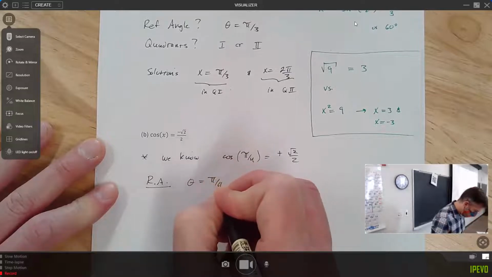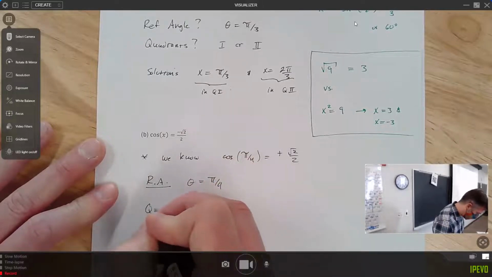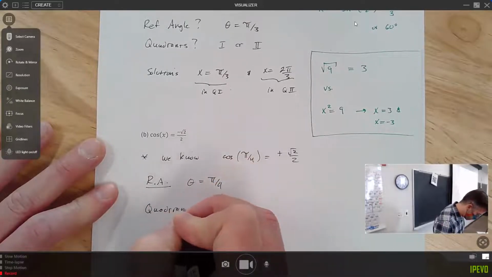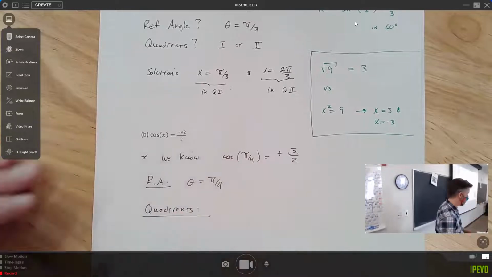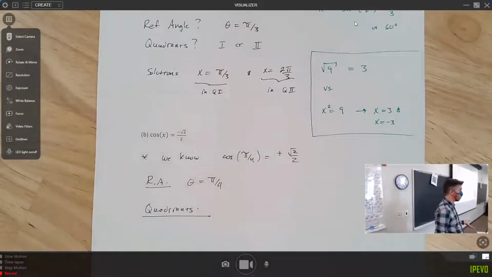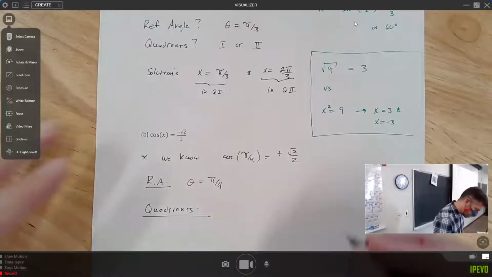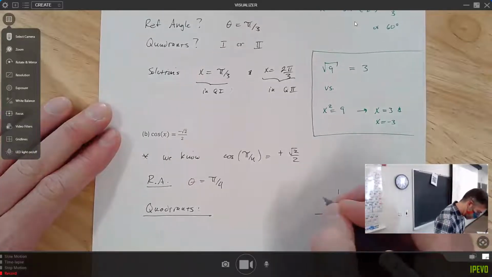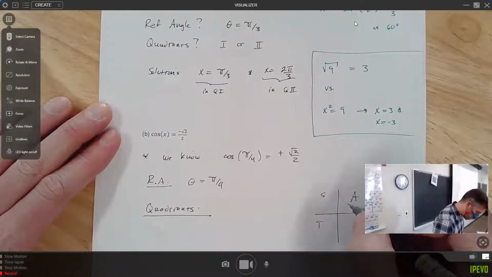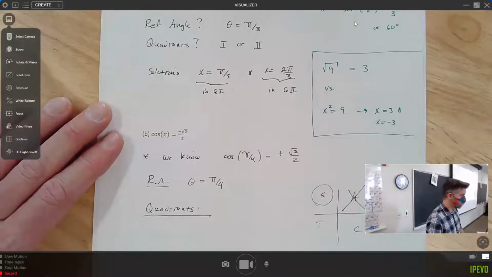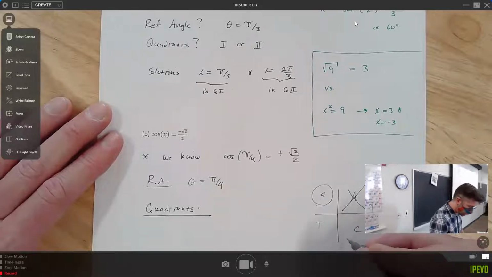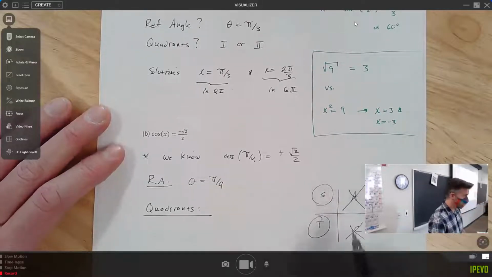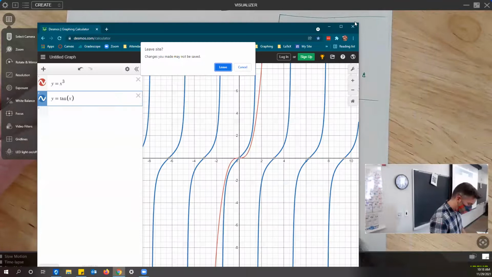So now I need to think about what quadrants my answer should be in. So the quadrants are where cosine is going to be negative. Not quadrant 1. Totally could be 2. What other quadrant shouldn't it be? Not 4. It should be 3. Yeah. So we were looking for an angle in quadrant 2 and quadrant 3 with a reference angle of pi over 4.